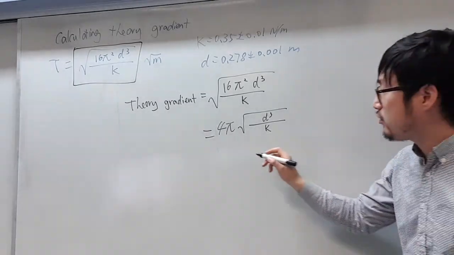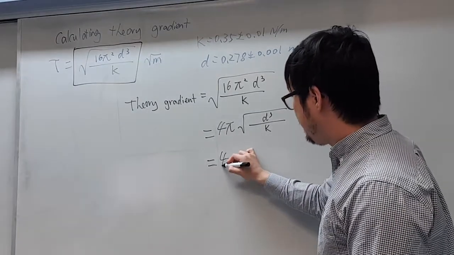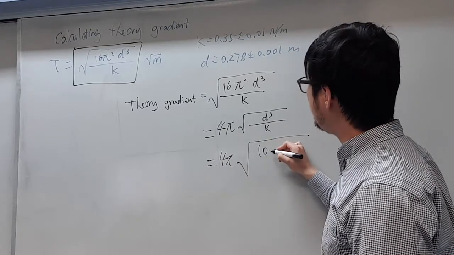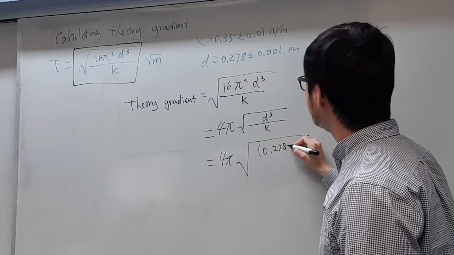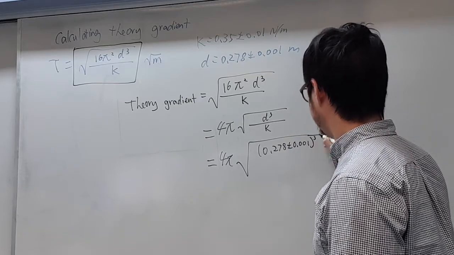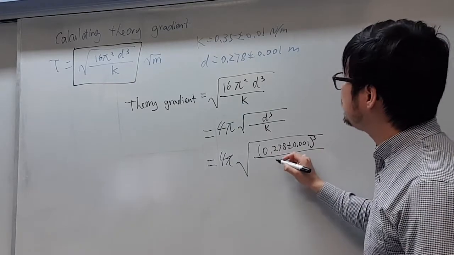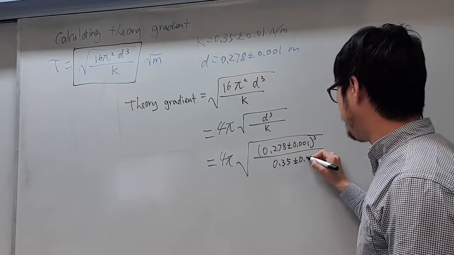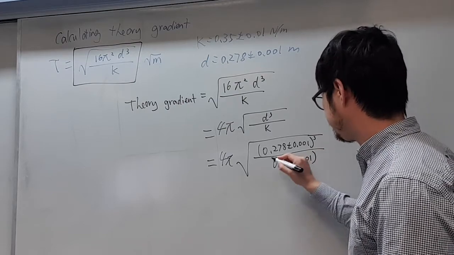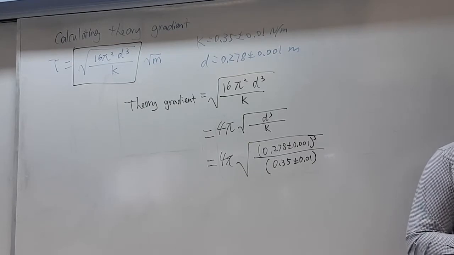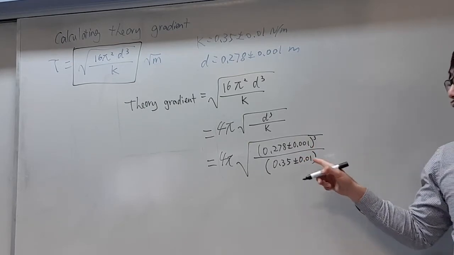Okay? So how do I do that? I go like this. 4 pi, I put the thing inside. So D is 0.278 plus minus 0.001 cubic. And then divided by k, which is 0.35 plus minus 0.01. Does that make sense?